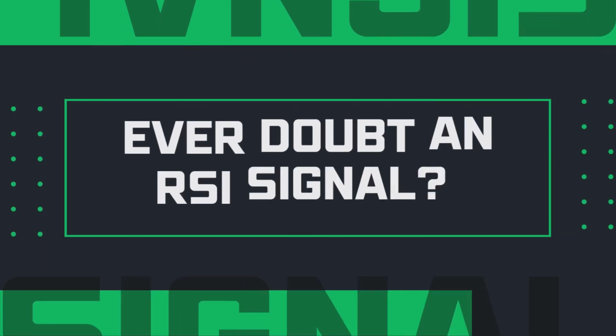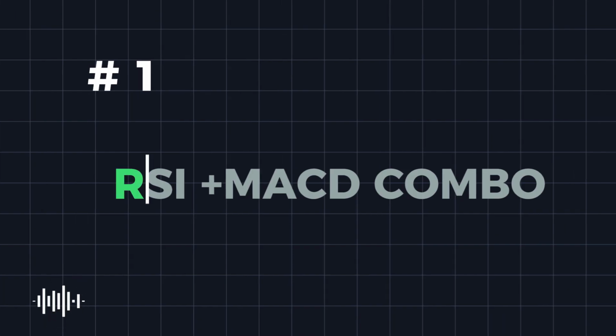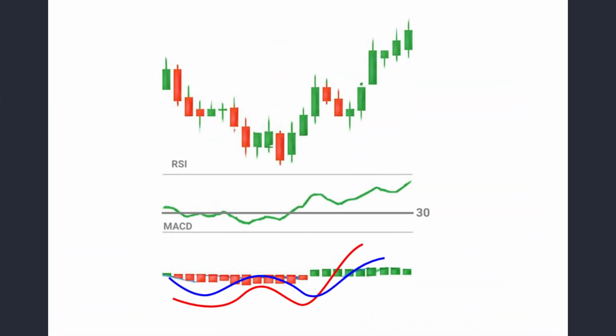Quick question: ever doubt an RSI signal? This video can help. Number 1. RSI plus MACD combo. Let's start with MACD. RSI might flash a signal, but is the move real? That's where MACD steps in. It shows you if there's real momentum behind the price. No more guessing, just cleaner setups.